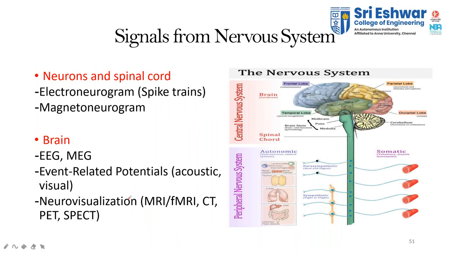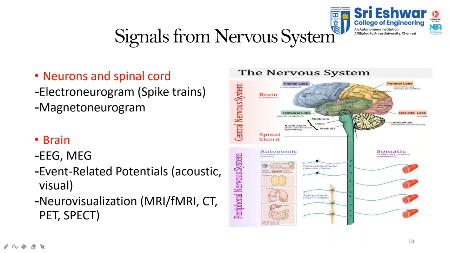And for signals from the nervous system, I have taken this nervous system diagram: the central nervous system and the peripheral nervous system. In the peripheral system, we are taking the signal from the backbone to other parts of the organs. The central nervous system is used for generating the important signals which influence the human body, how it can react, how it can work. So this is the frontal lobe. Here we have the parietal. At the back, you have the occipital, and the temporal at the bottom.